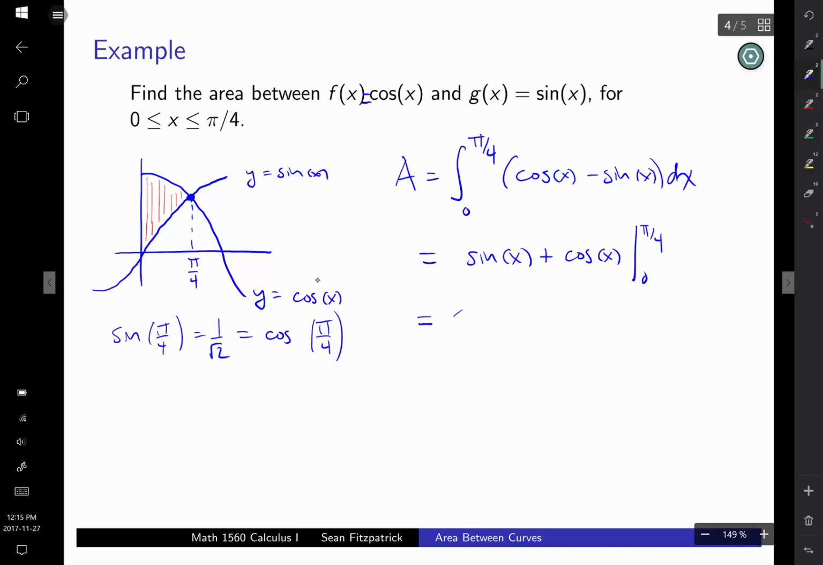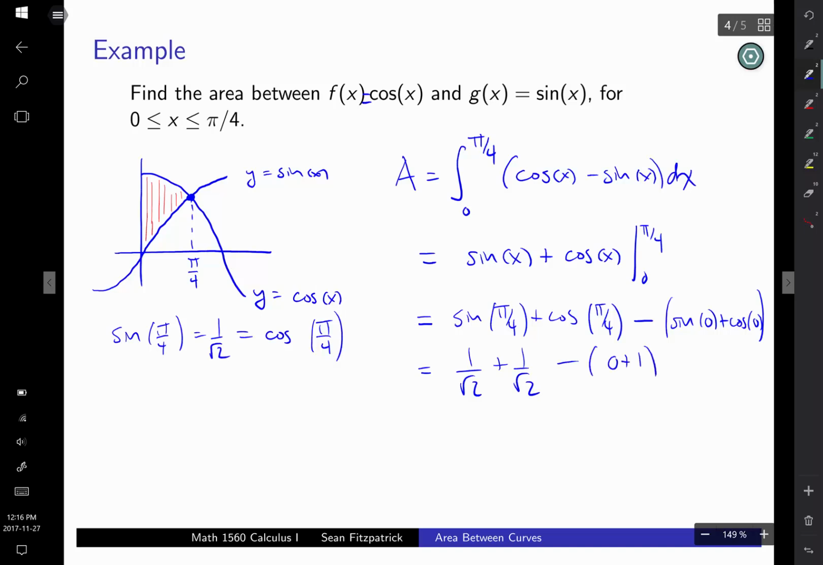So we get sine pi over 4 plus cosine of pi over 4, subtract sine 0 plus cos 0. So that is 1 over root 2 plus 1 over root 2 minus 0 plus 1. And by the way, 1 over root 2 is the same thing as root 2 over 2. I've got two of them, so this is the square root of 2 minus 1. That gives me the area between those two curves.